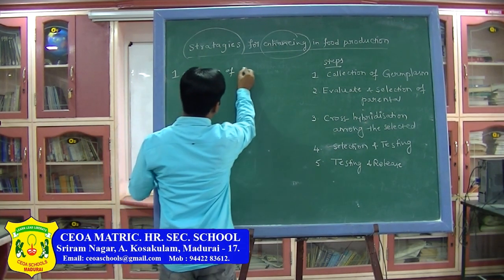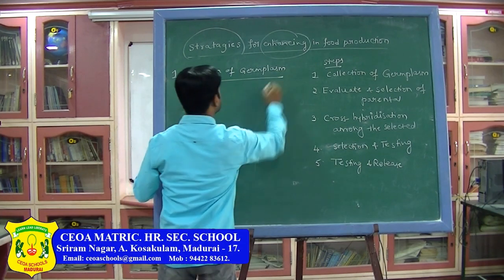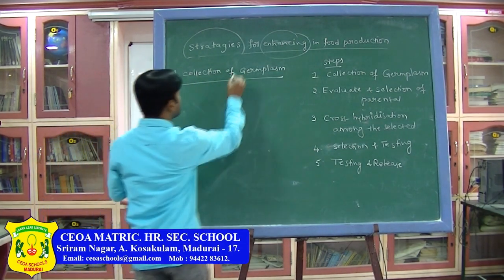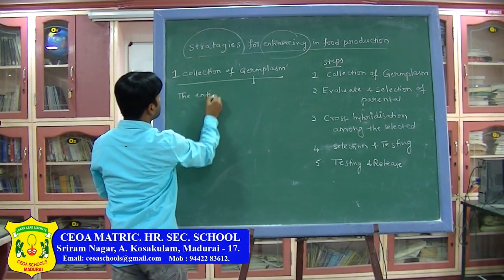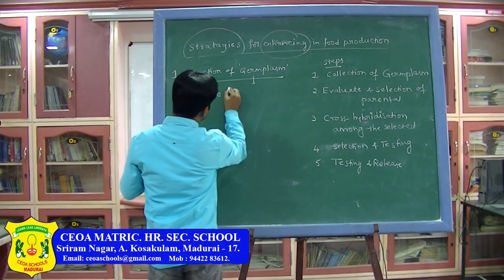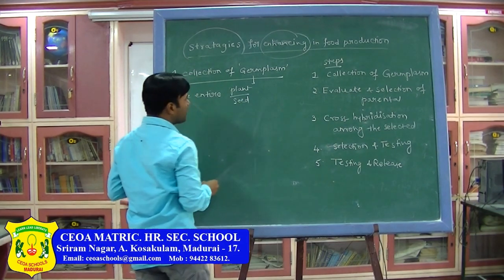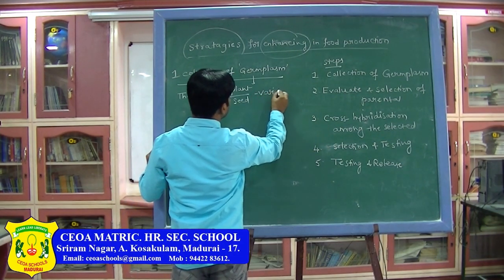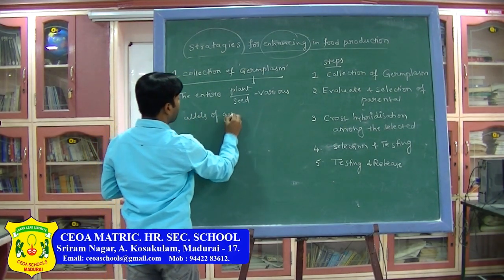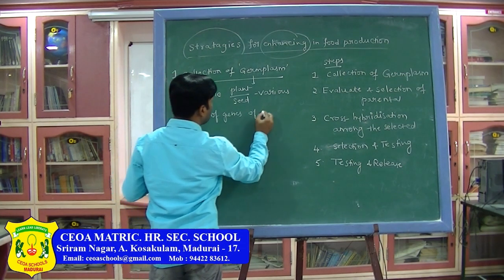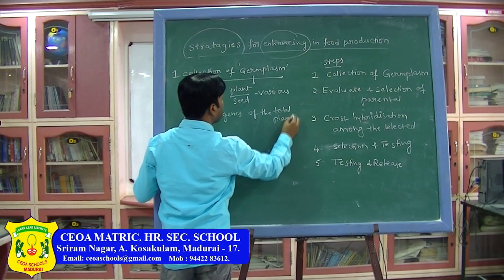Collection of germplasm. What is germplasm here? The entire plant or the seed which has the various alleles of genes of the total plant or the seed is called a germplasm.